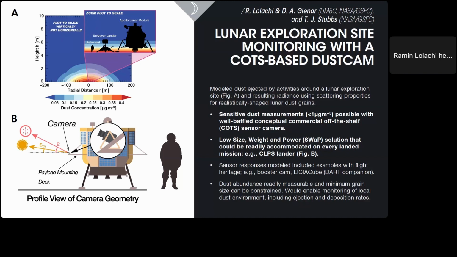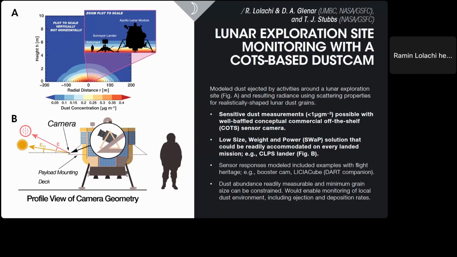Our results showed that sensitive dust measurements for concentrations of less than 1 microgram per meter cubed are possible with a well-baffled conceptual commercial off-the-shelf sensor-based camera. This would be a low size, weight, and power solution that could be readily accommodated on every landed mission, such as a CLIPS lander as shown in Figure B, or an Artemis lander.